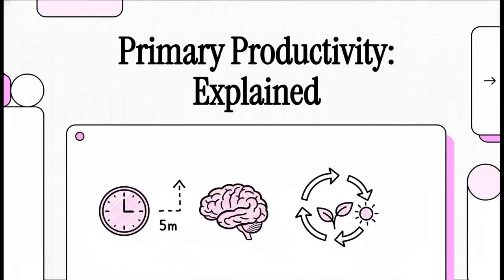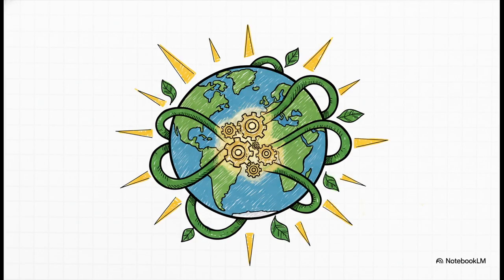Can you give me 5 minutes? In 5 minutes, I can make you an expert on primary productivity. All right, so let's jump right in. We're going to talk about the absolute foundation of, well, pretty much all life on Earth. We're breaking down how ecosystems take pure sunlight and turn it into the actual stuff of life. You can think of it as the engine that powers our whole planet.